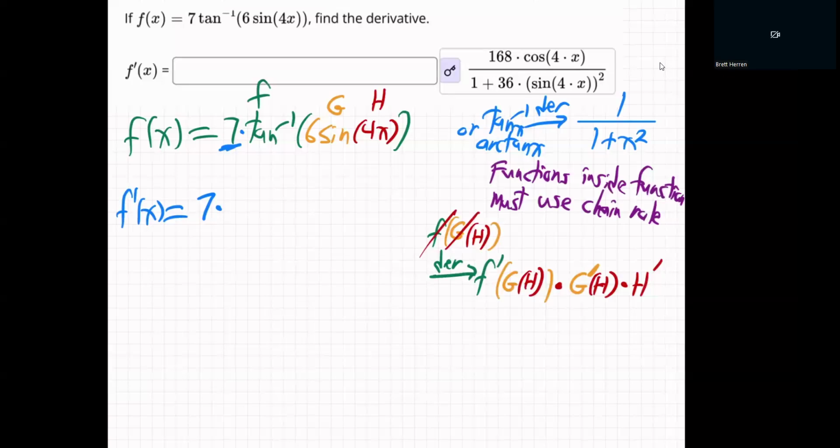So the outer layer, F prime, what's that going to be? Well, what's the derivative of tan inverse? Well, the derivative of tan inverse is 1 over 1 plus x squared. So I'm going to say, okay, here we go.